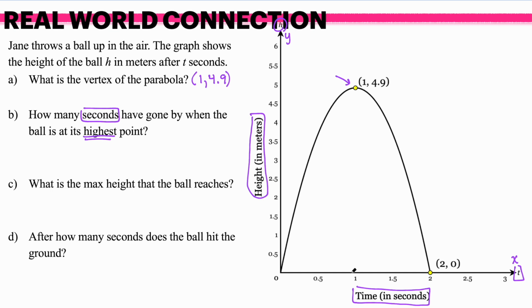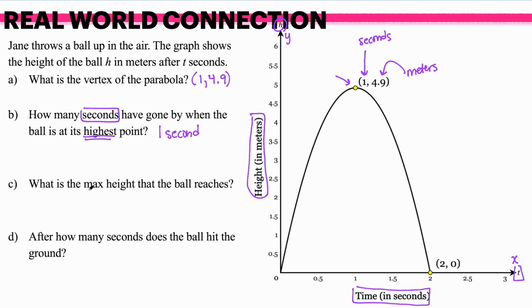The first value, 1, represents the horizontal axis, which we said was time. So this is representing the number of seconds. And the second number is your y value, which in this case is height. So this is dealing with meters. They want to know at the highest point, at the vertex, how many seconds have gone by. We're looking at how many seconds, so the answer is 1 second has gone by.